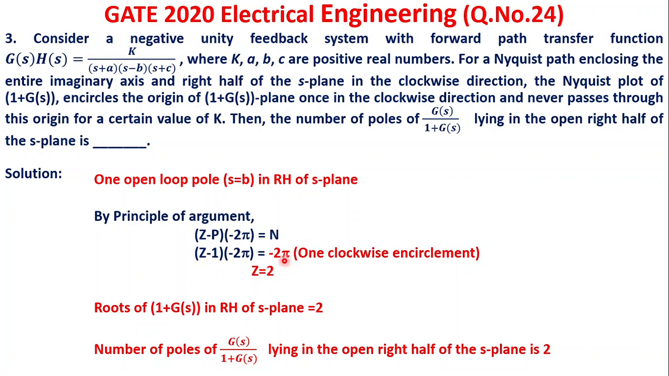What is Z? Z is nothing but the zeros of 1 plus G of S. What are the zeros of 1 plus G of S? They are the poles of G of S by 1 plus G of S. That's all. Therefore, the roots of 1 plus G of S in the right half of the S plane are just 2. That's all. Zeros are 2. So the number of poles of G of S by 1 plus G of S lying in the open right half of the S plane is 2. That means two closed loop poles are present in the right half of the S plane. See how easily we have done.